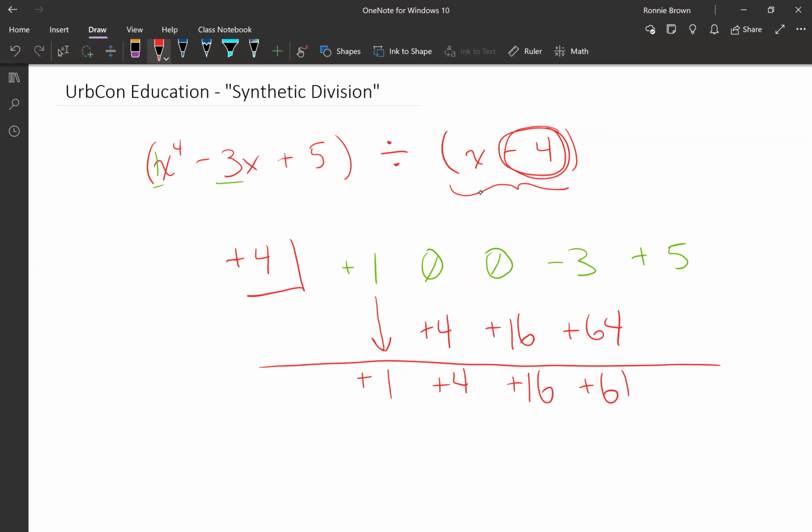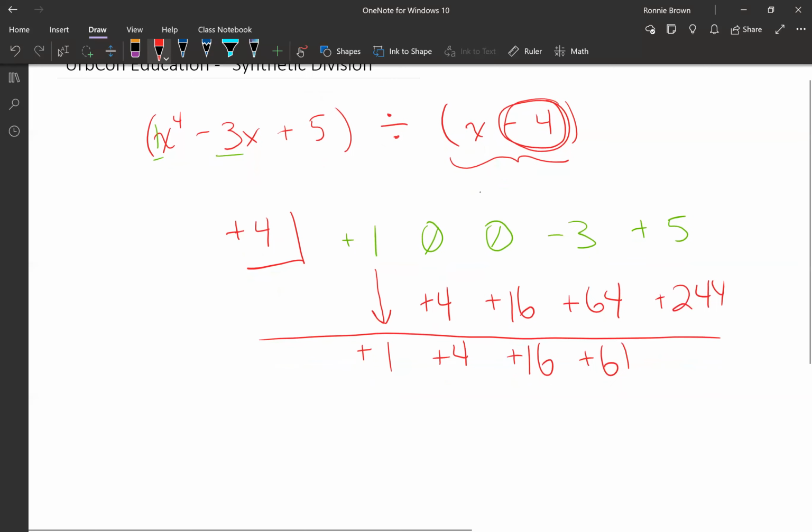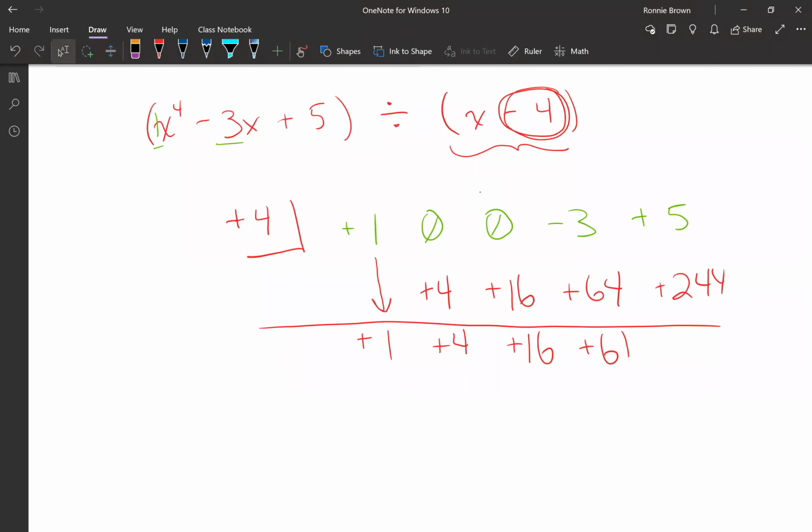And your signs are important. You see I'm carrying all the signs all the way through, whether they're positive or negative. Now we do the multiplication. Whatever's below the line gets multiplied by what's in the box. So +61 times +4 is +244. All right, so +244 and 5 make +249. And we've come to the end of the road for that problem.